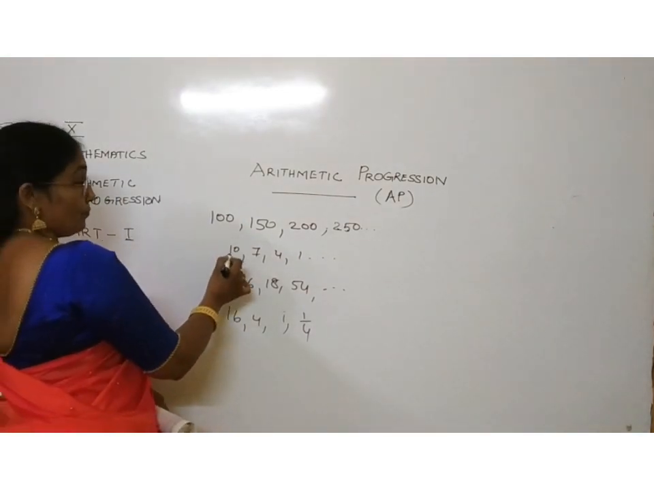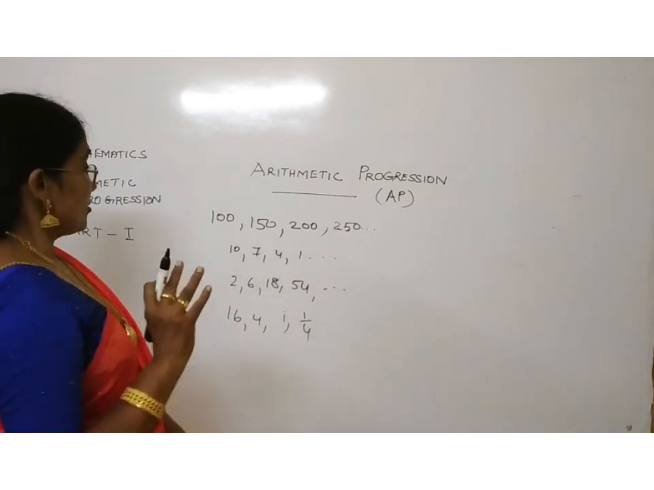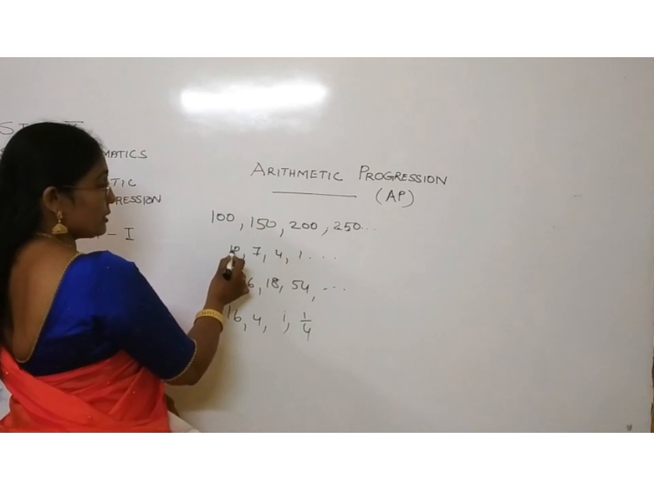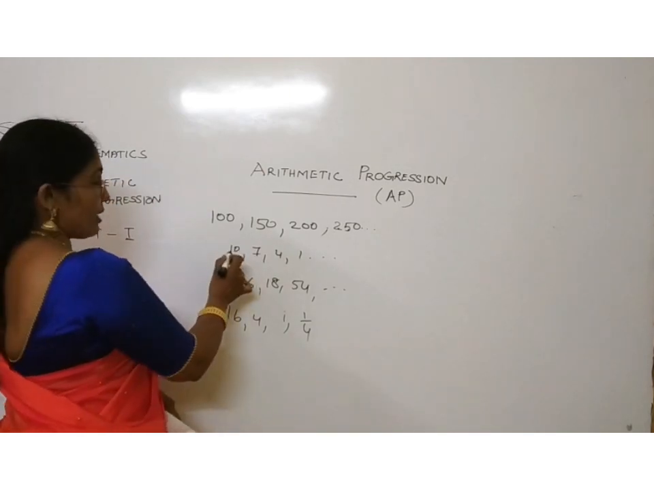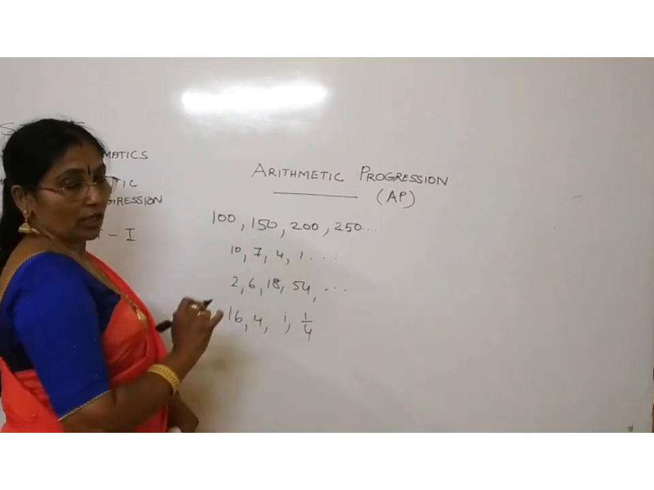Next, 10, 7, 4, 1. Here also you can see a pattern. What is the pattern here? Subtraction of 3. Right, 10 minus 3 is 7, 7 minus 3 is 4, 4 minus 3 is 1, etc.